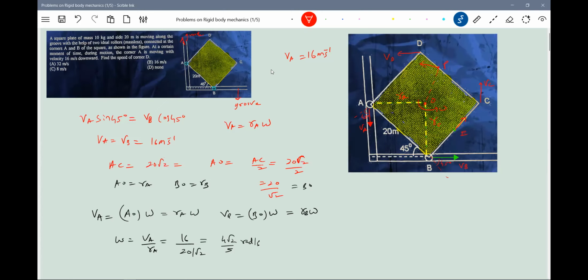So what is VD? VD should be equal to DO times omega. DO is again half of the diagonal, which is 20 root 2, and omega is 4 root 2 by 5, so it is 16 meters per second. Like this, we can also calculate other speeds. Very important: this is the instantaneous axis of rotation concept. Usually the problems we have are for a sphere or rod. Here I brought it.